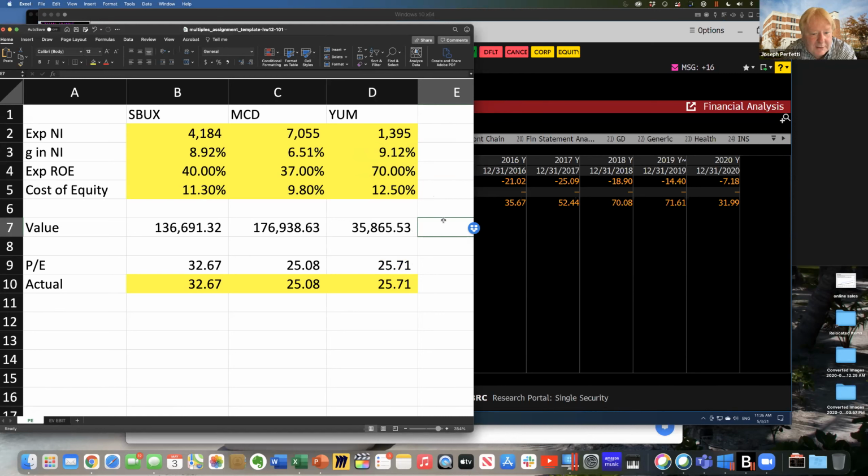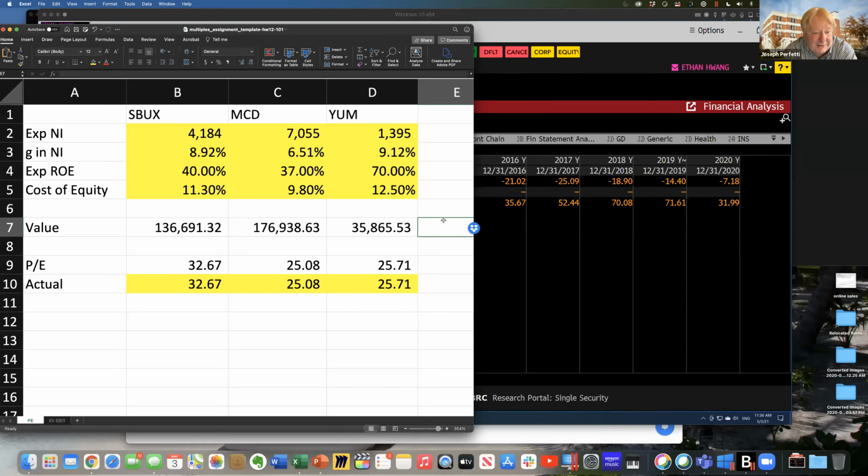Why is Starbucks trading at a premium to Yum? And to some degree, McDonald's, it's not its growth rate. Yum's growth rate is actually probably perceived to be higher than Starbucks. It's trading at a premium to Yum because of its cost of capital, right? So Yum is being hurt by the 12.5% cost of equity versus the 11.3% cost of equity at Starbucks. And that's why Yum is trading at a PE of 26, while Starbucks is trading at a PE of 33.